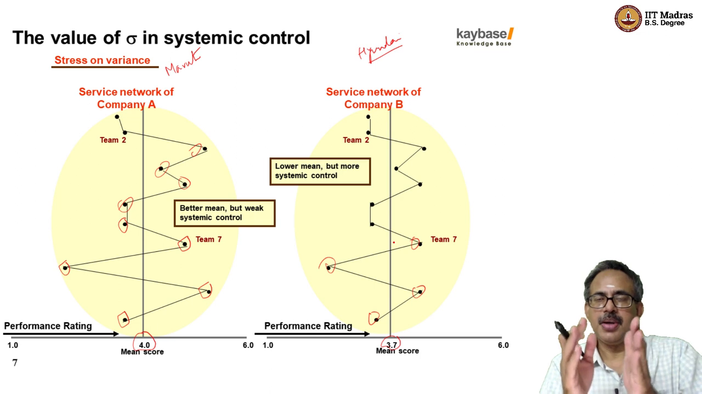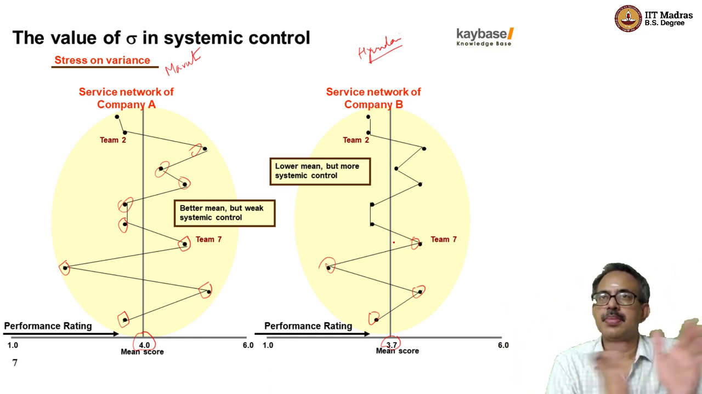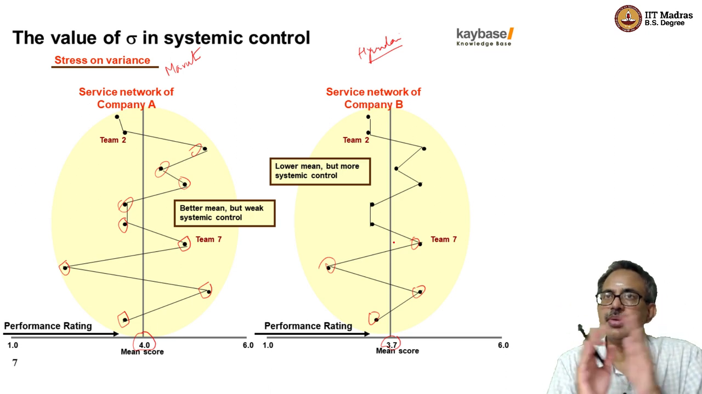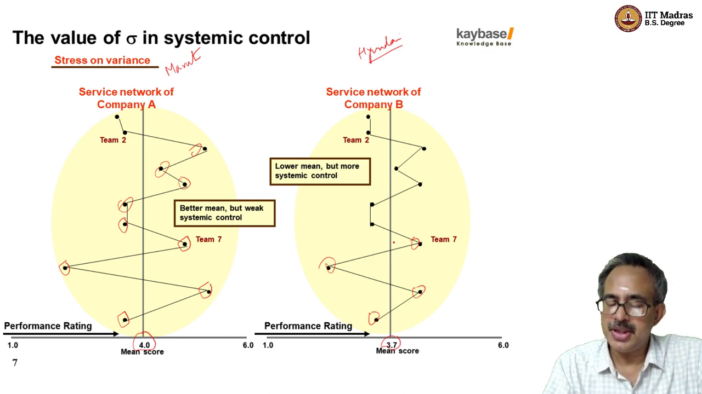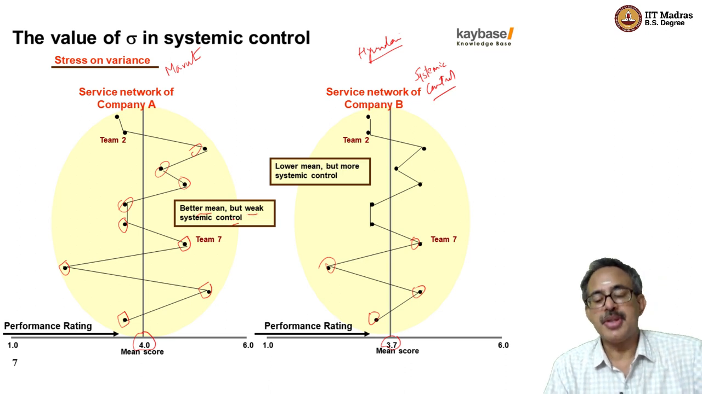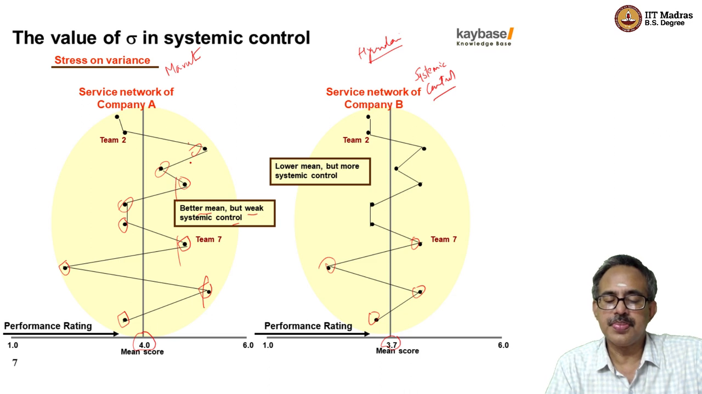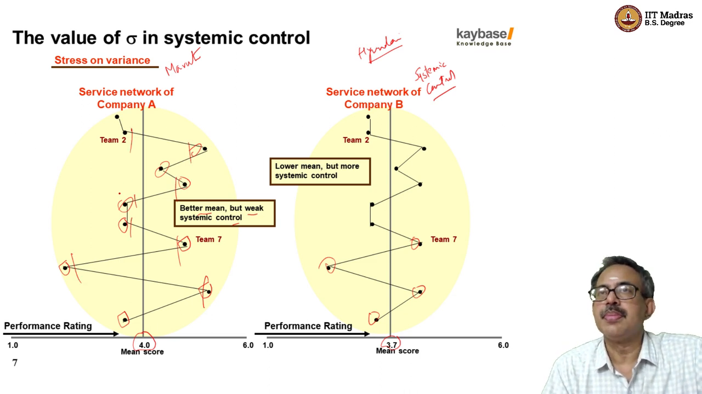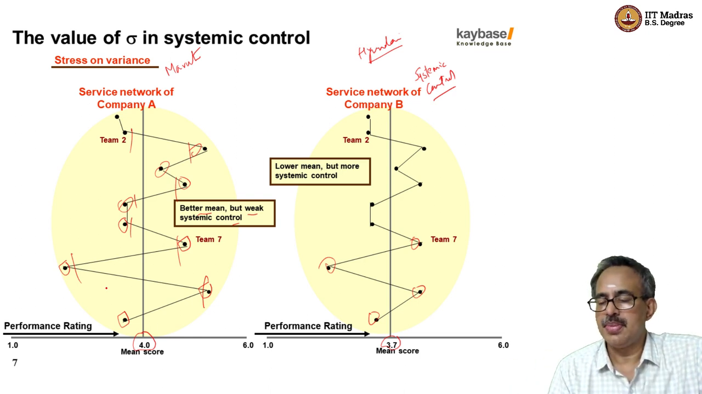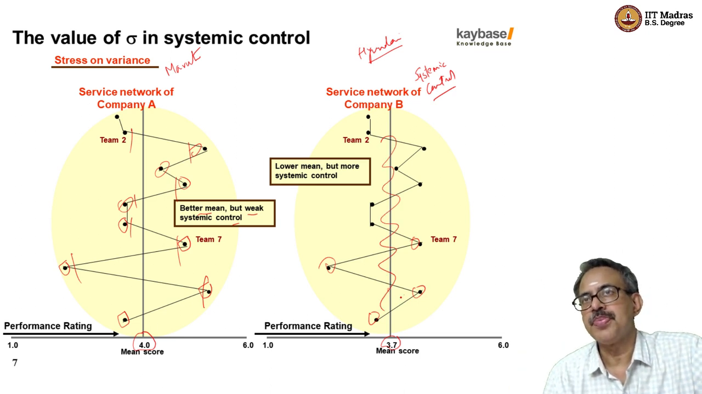Now look at this. The Maruti data goes here and here and here. The Hyundai data is relatively more consistent. It still has variation, but not that much variation. What does it mean? This has better systemic control. Maruti has a better overall performance, but weak systemic control. Some managers are doing a good job, some managers are doing a bad job, and so the system is not controlling their performance. It's up to the individual manager to do things. Whereas here, all the managers are doing more or less close to the mean, which means the system is controlling what they're doing.